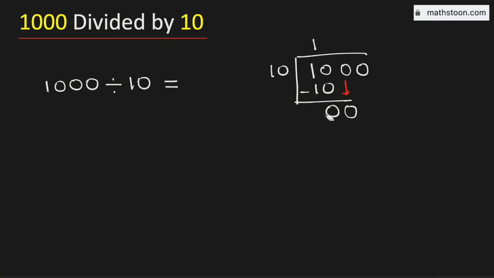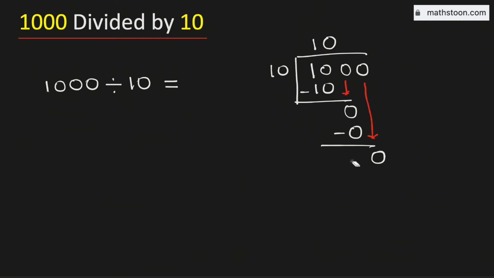Now see that this is the number 0. So we will write 0 in the quotient. Now 10 times 0 is 0. Subtract, we get 0. Again 0 is less than 10. That is why we will bring down this number 0 here again.